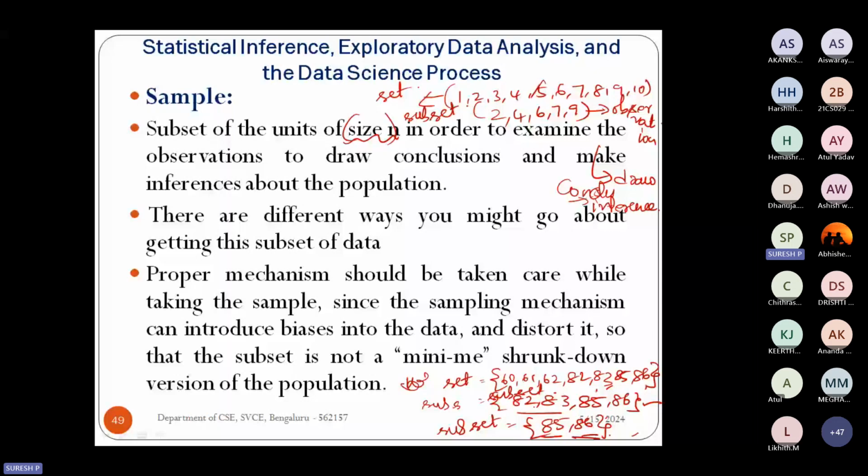When you do these operations, a proper mechanism has to be used while doing this sampling, because if the sampling mechanism is not proper, it can introduce biases into the data, or some unwanted data may come into the picture. For example, a person who is not in your class may be included in your class by mistake.